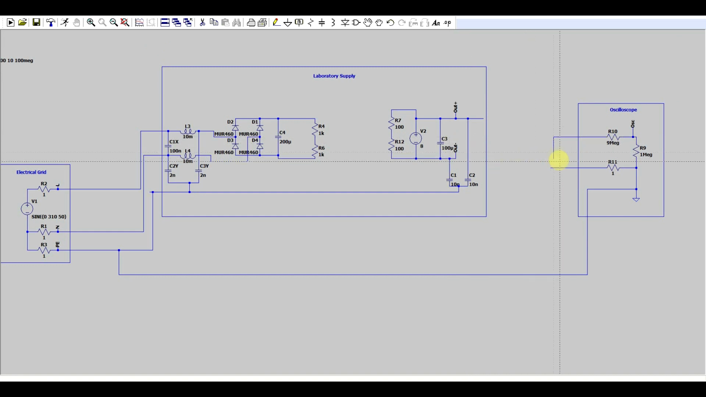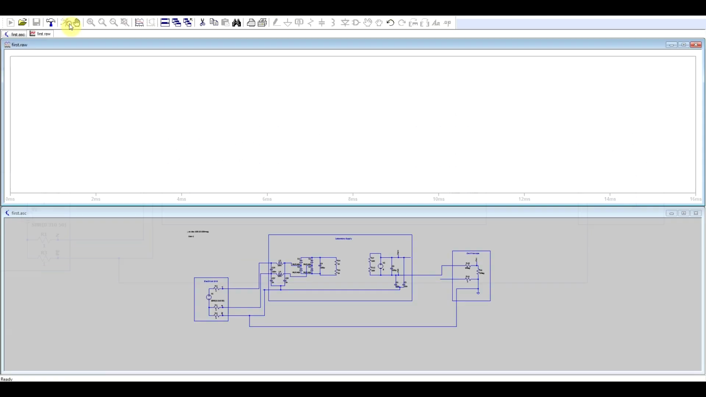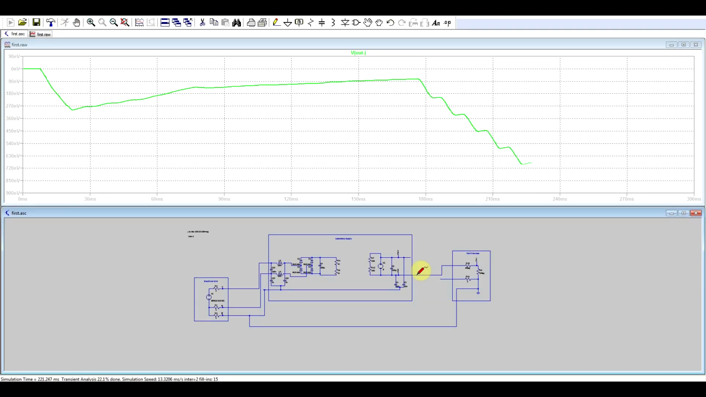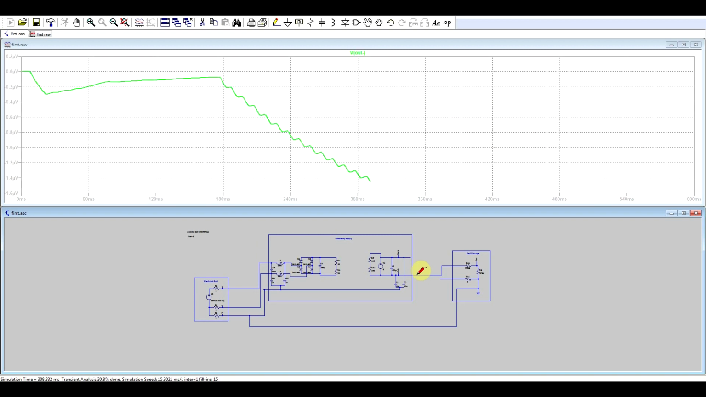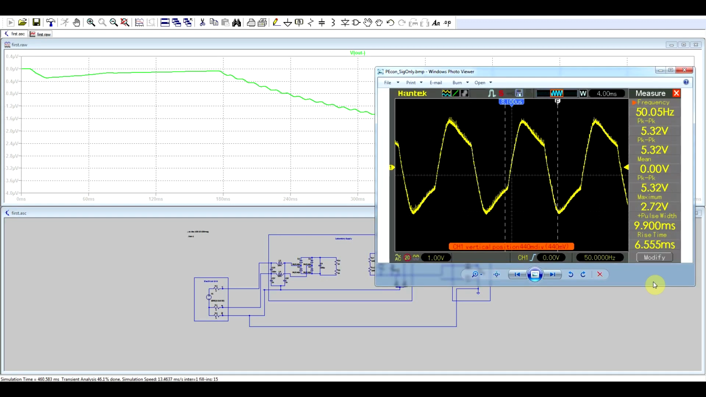So let's start off by simulating connecting the oscilloscope to the negative output of the supply. And if we do this, we get nanovolts of voltage, so we can't really read anything. It's nowhere near the actual measurement that we've done. So something must be missing.